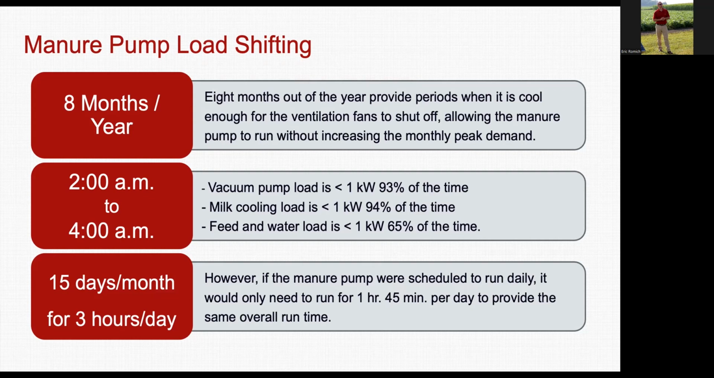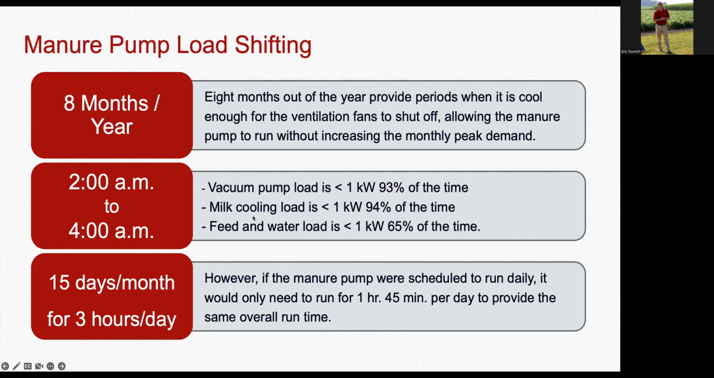But when we think about the spring, fall, and winter months, when we look at those months, there does appear to be some significant opportunities for savings. So 8 months out of the year, we found that it was cool enough that the ventilation fans were shutting off pretty much daily, allowing a window of opportunity to run that manure pump. And so we're saying, okay, there's the potential to save $300 to $360 a month, eight months out of the year.